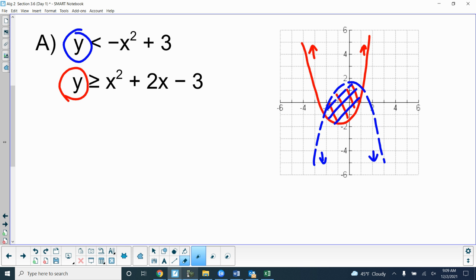So remember, that's part of it. Dash is solid. Greater than or equal to, less than or equal to, solid. Greater than or just less than, dash. Okay? Greater than's above, less than's below, when you're shading. If you're not sure, plug in a point. If the point works, shade that area that the point's in. If the point doesn't work, shade outside that area. Make sense? Questions?